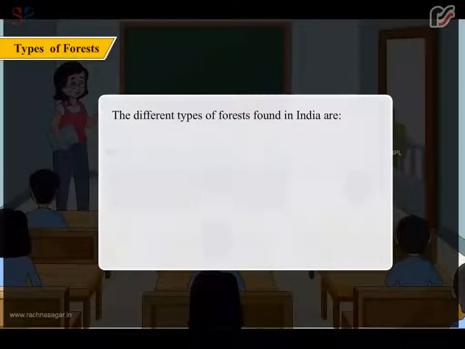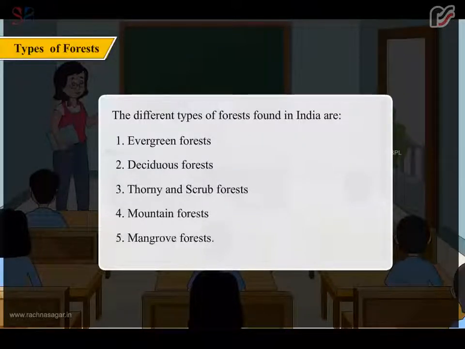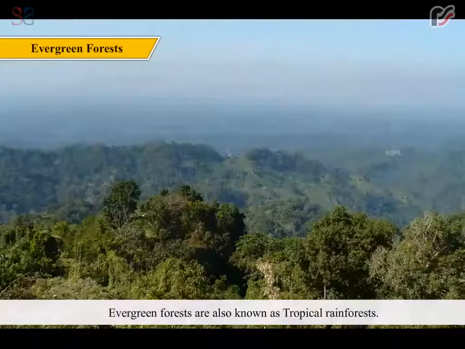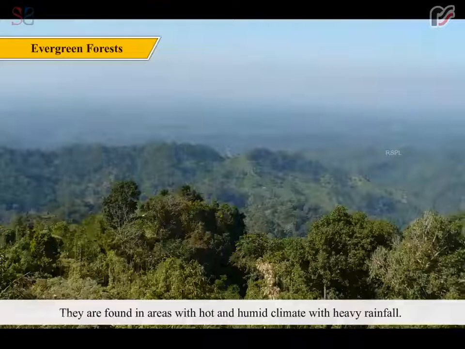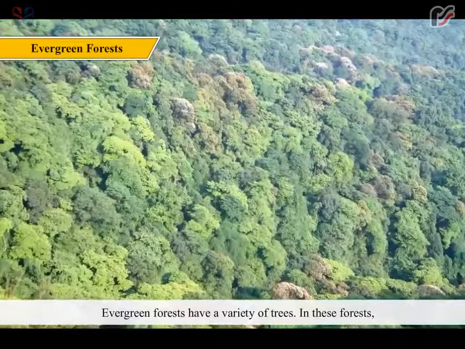The different types of forests found in India are 1. Evergreen Forests, 2. Deciduous Forests, 3. Thorny and Scrub Forests, 4. Mountain Forests, 5. Mangrove Forests. Evergreen forests are also known as tropical rainforests. They are found in areas with hot and humid climate. With heavy rainfall, evergreen forests have a variety of trees.